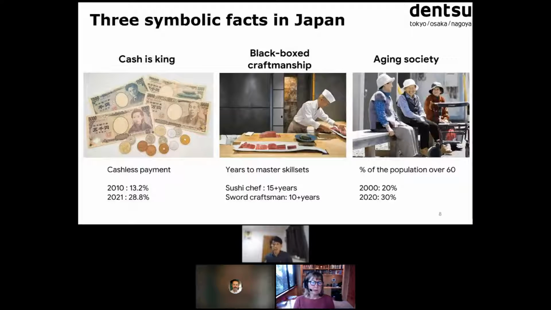So let me introduce 3 symbolic facts describing the Japanese hesitation to change. Firstly, cash is still king in payment in Japan. It's a symbol of the high credibility and trust in Japan. We could find many restaurants which don't accept credit card payment, even in central Tokyo. Secondly, Japan is well known for skillful chefs and artisans, but their skill sets and techniques are totally black boxed. They rarely manualize their processes, and there are no proper training programs.